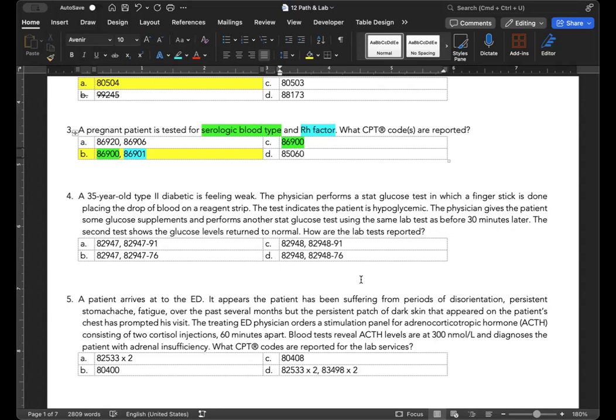Okay. So 82947 is glucose quantitative blood, except for a reagent strip. And then 82948 is the glucose blood reagent strip. So which one are we going to use? The 47 or the 48? 48. Yep. Because we've got the finger stick placing the drop on the reagent strip. So we're going to use the 48.